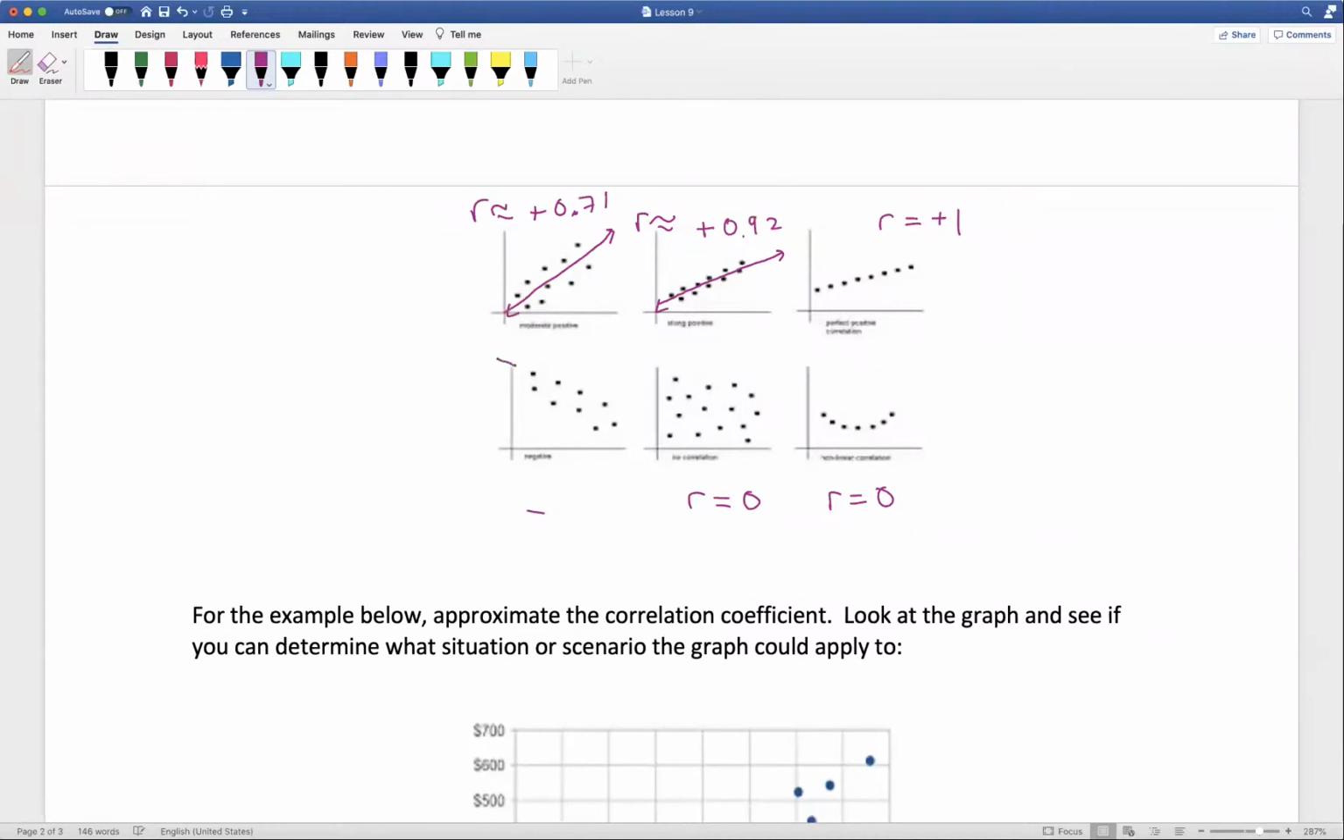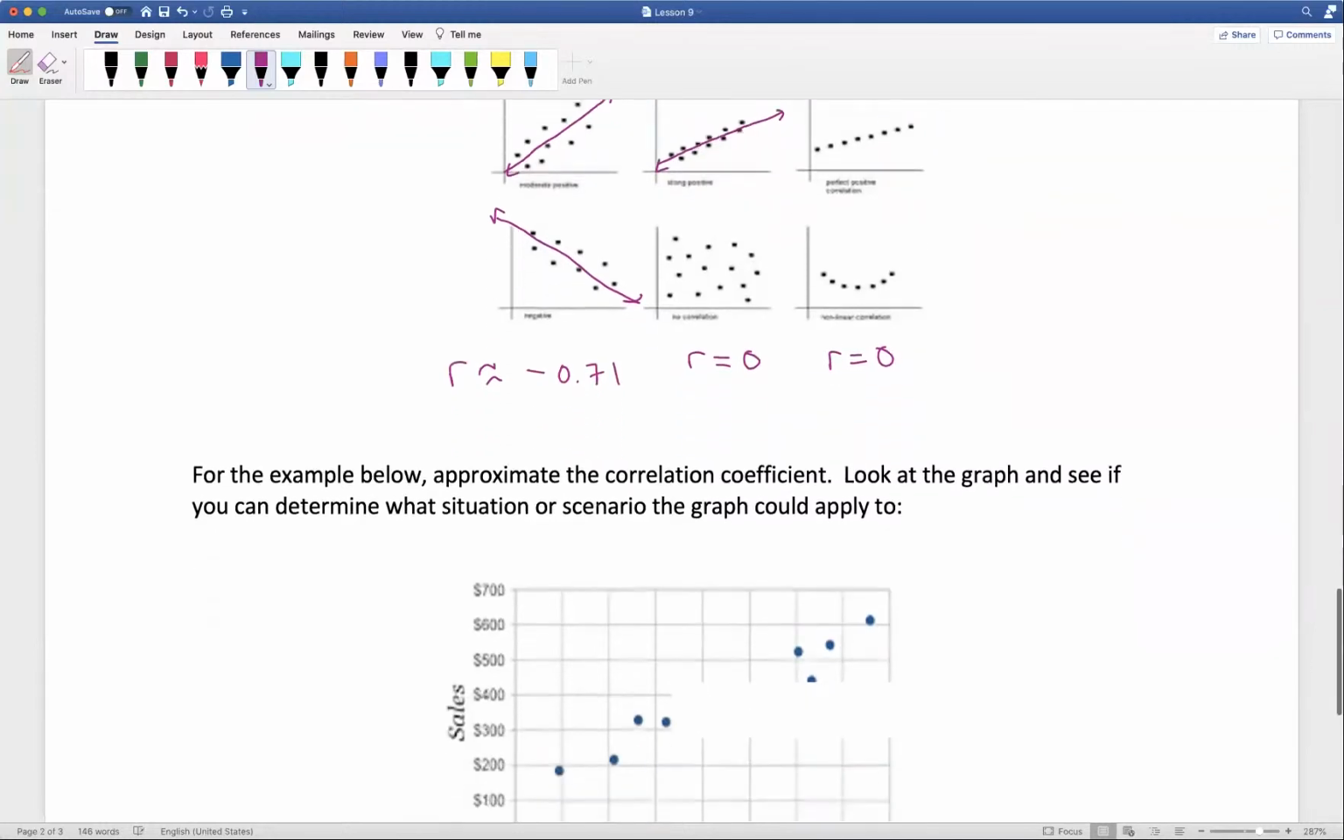Now this guy, notice this guy's going down like this, right? But notice that these points are kind of scattered the same way as these points are. The difference between these two is this is a positive slope, so our correlation coefficient is going to be positive. This has a negative slope, so our correlation coefficient is going to be negative. So I would call that R is approximately equal to -0.71.